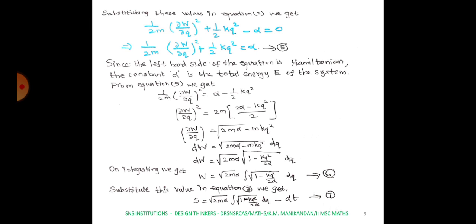Now from this we can find the value of dW. dW is nothing but root of 2m alpha minus mkq square into dq. Taking root of 2m alpha outside, we get dW equal to root of 2m alpha into root of 1 minus kq square by 2 alpha into dq. Now integrating, W equal to root of 2m alpha into the integral of root of 1 minus kq square by 2 alpha into dq. Now we have found the value of the Hamilton characteristic function W. Now substitute the value of W in equation 3.